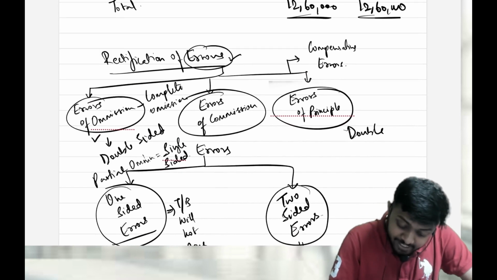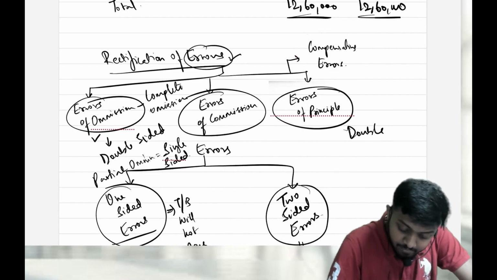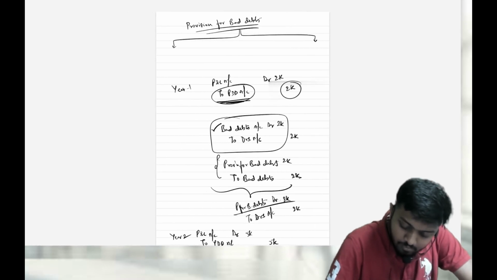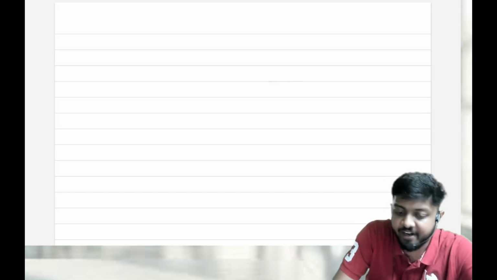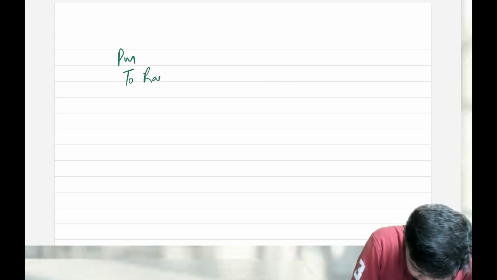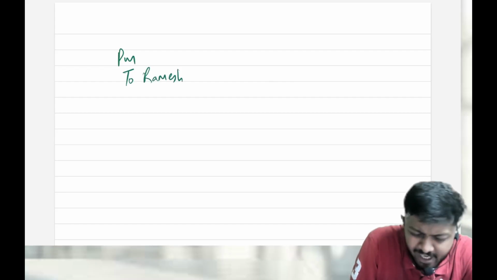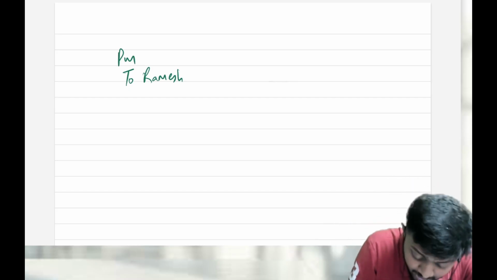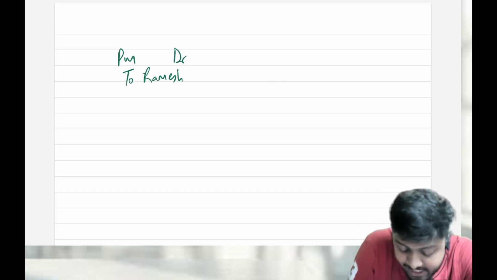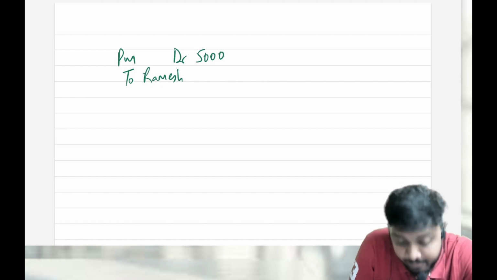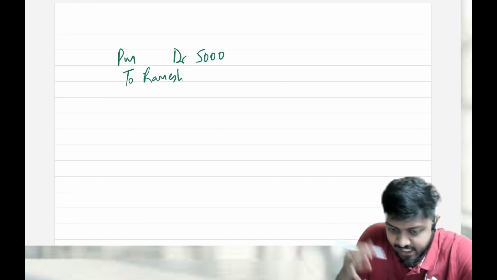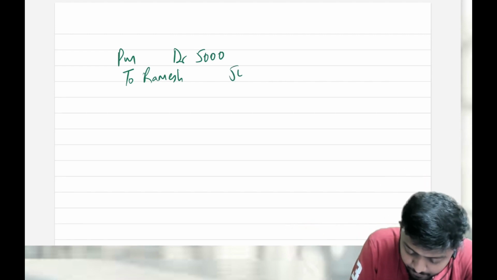Now I will come to compensating errors. Now what are compensating errors? For example, there was one transaction. I have purchased goods from Mr. Ramesh for 5,000. The entry should be Purchase to Ramesh. What mistake did I do? In the purchase account, I have debited 5,000 correctly. But while crediting Ramesh's account, it has become 500.